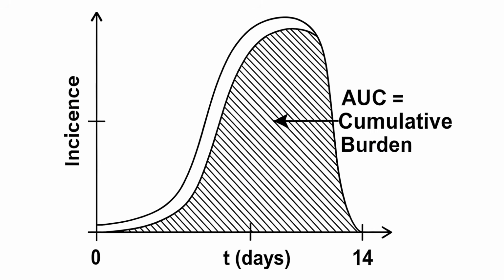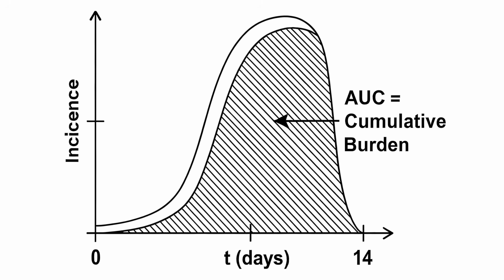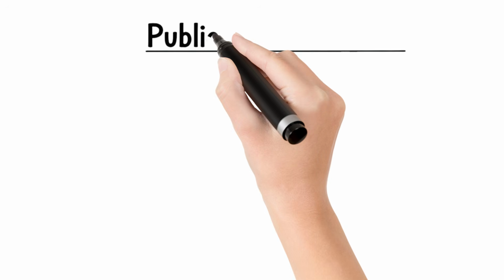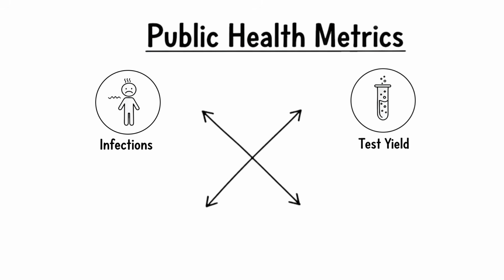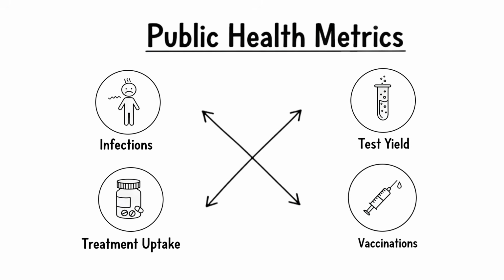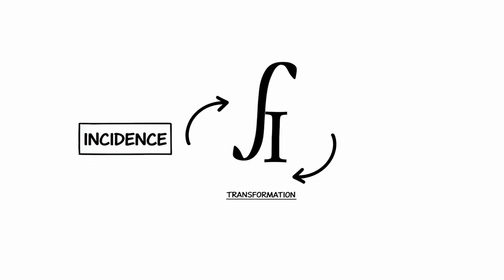In math speak, the total is the area under the curve, AUC. In public health speak, it's total infections, total test yield, total treatment uptake, cumulative vaccinations. This is how integrals help convert incidence into impact.